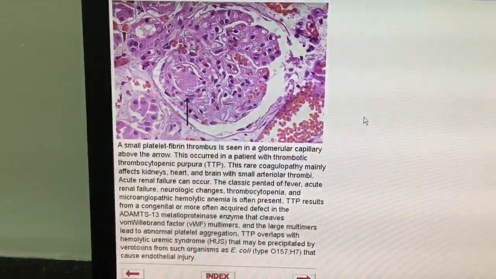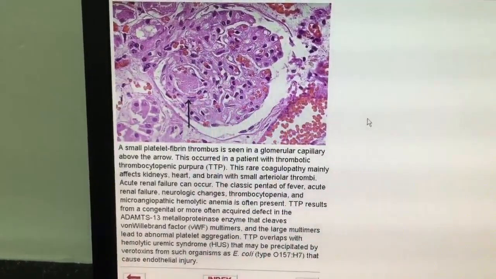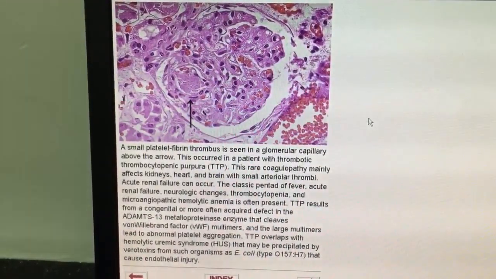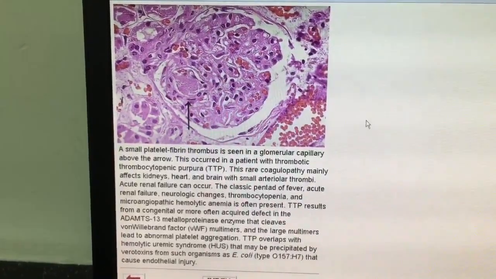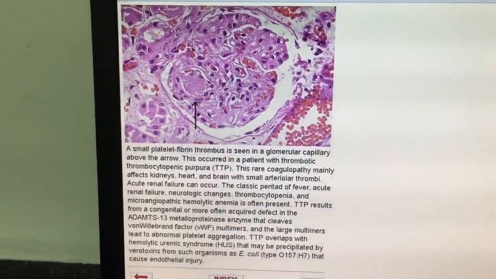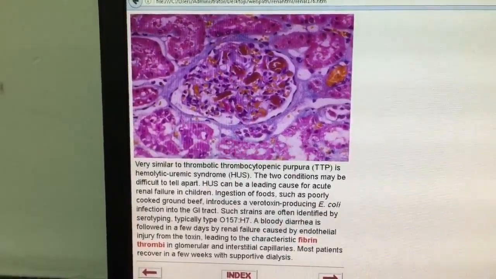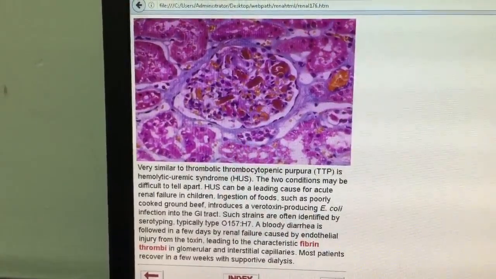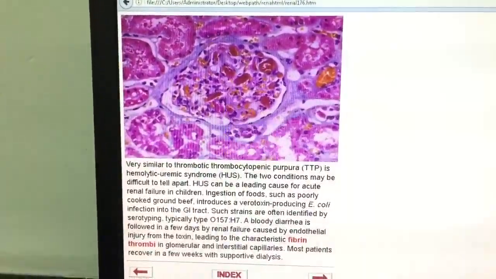Hemolytic uremic syndrome is a known complication of infection by Escherichia coli, especially the serotype O157:H7. Usually the affected persons are children, presenting with a history of bloody diarrhea followed by acute renal failure.